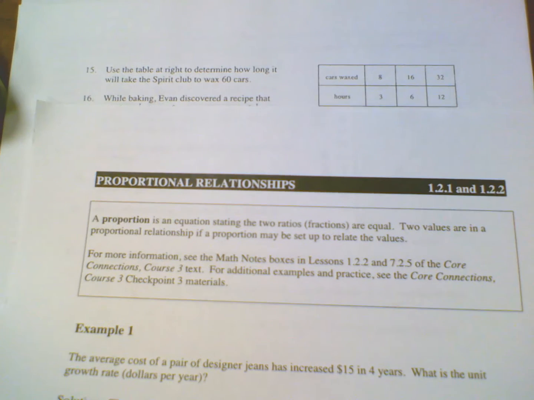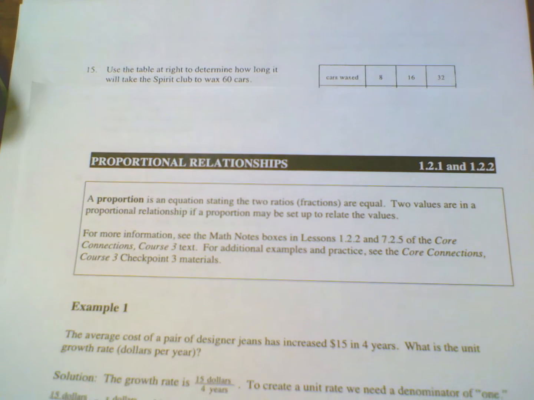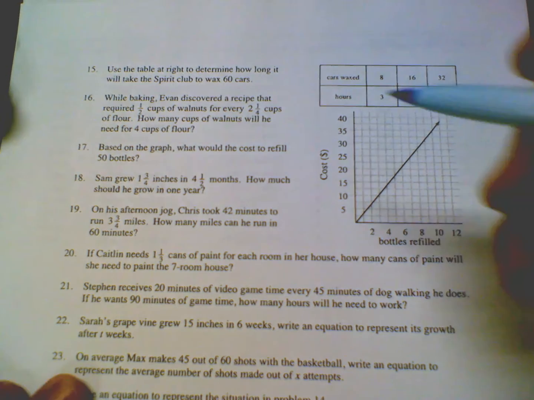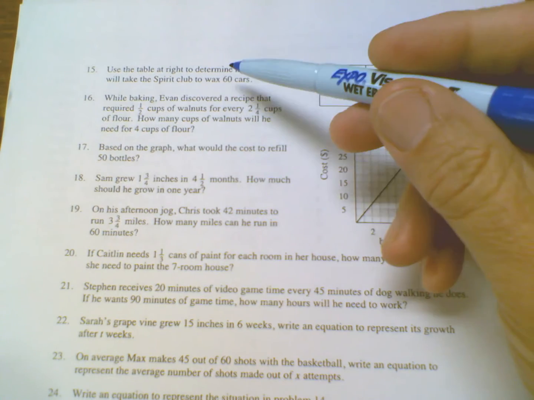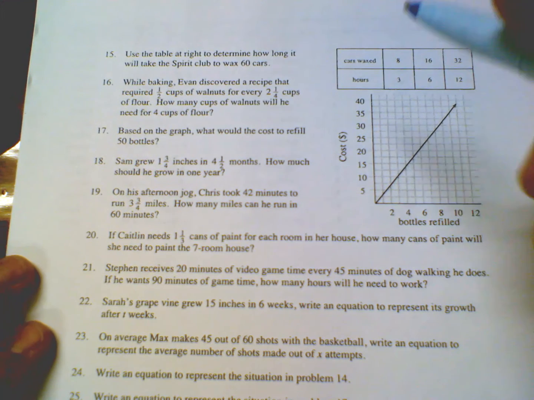Hey guys, I've been asked to do a few of these problems here. These are the ones from the worksheet, proportional relationships. Okay, so from the additional problems, proportional relationships, part of the assignment was this part, 15 through 25 here. So I'm just going to pick a couple, and if there's still more that you would like to see beyond that, just let me know based on what I show.